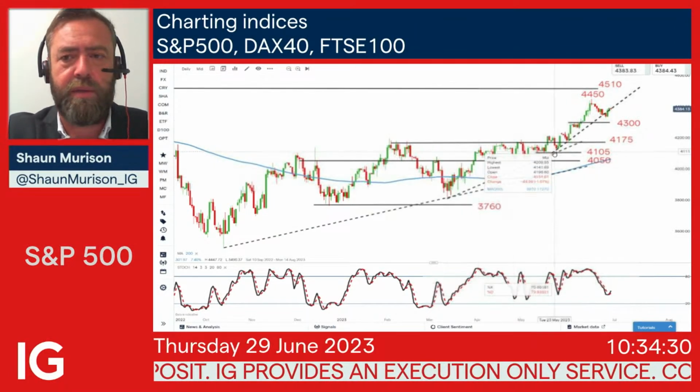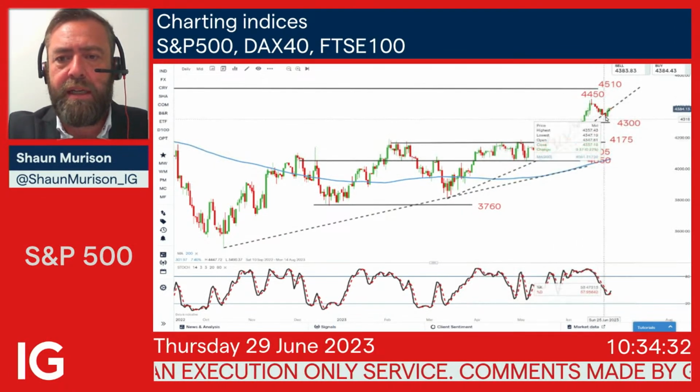So moving over to some indices now. Starting off with the S&P 500. Now, we've also had a bit of a short-term correction of a longer-term uptrend. We had this pullback here.